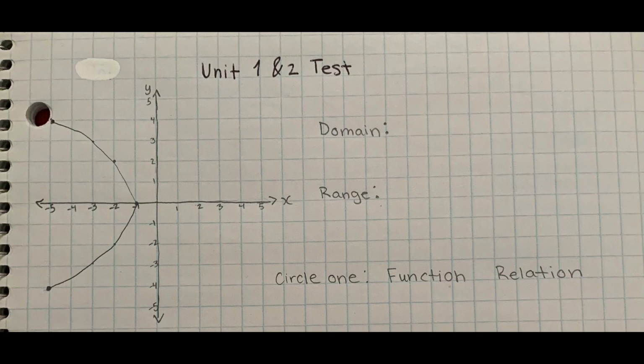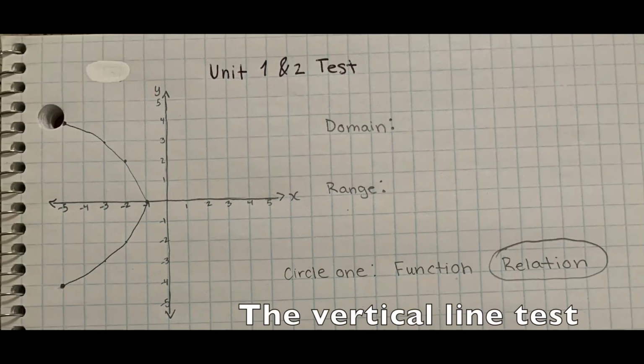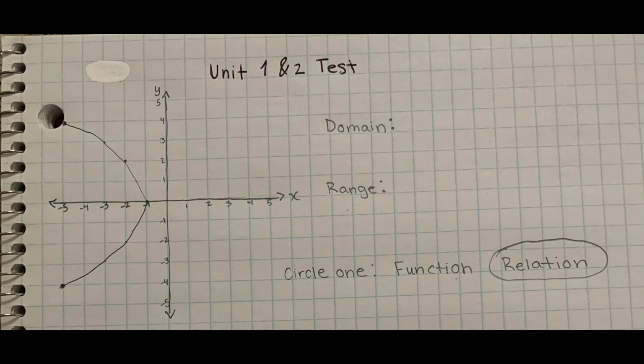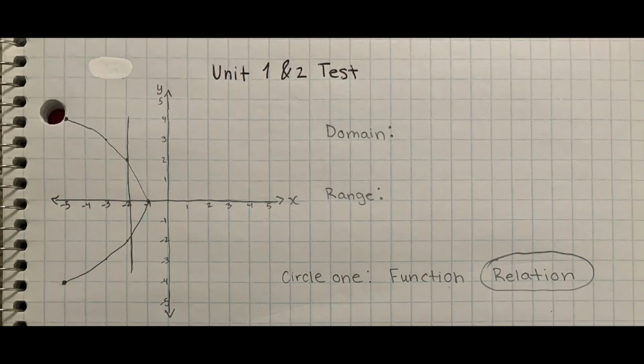This question was asking for me to state the domain and range and circle whether it is a function or a relation. The vertical line test is when you draw a vertical line anywhere on your graph, and if the line hits more than one point at a time, it is a relation. If it only ever hits one point, it is a function. So we can clearly see on this graph, if I draw a line, it is going to hit 2 points. The first at -2, 2, and the other at -2, -2, which is going to make it a relation.